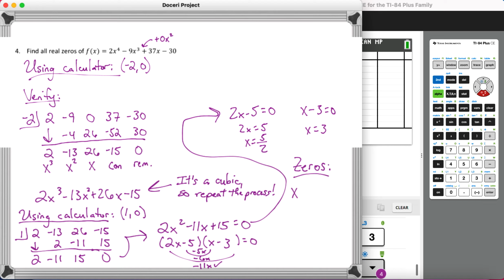But now that we've factored it, we solved and got those couple of numbers there, we can go ahead and list our final answers here. So the -2 and the 1 that we pulled from the calculator, the 5 halves and the 3 we can pull as well from the factoring we just did. So that would be your final answers there and the zeros of this particular function.